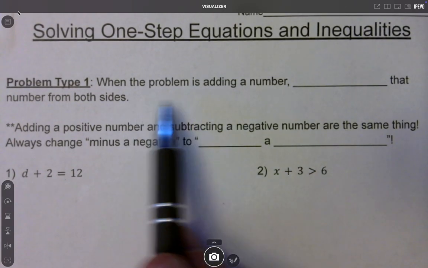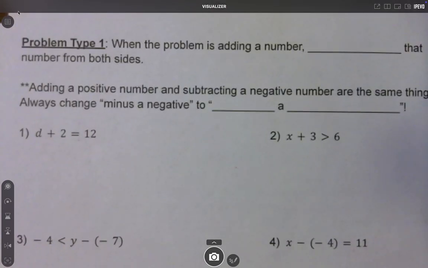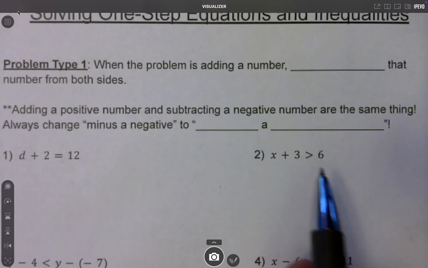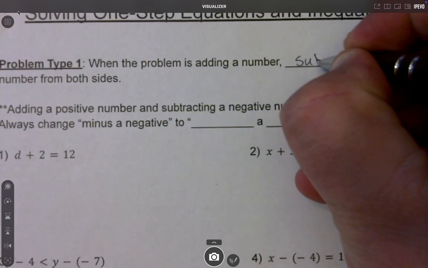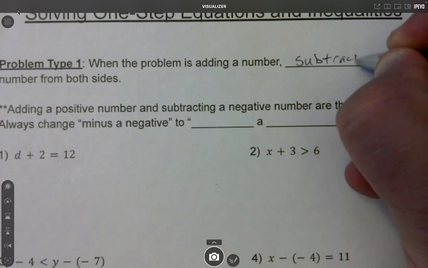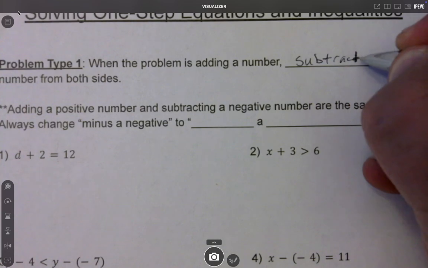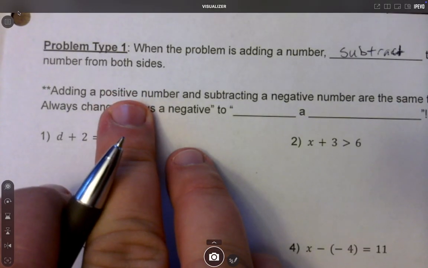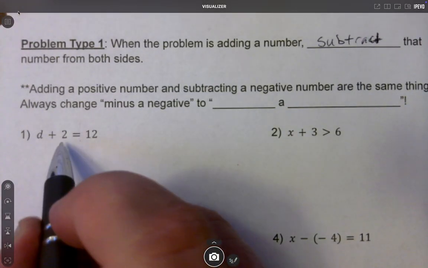So if the problem is adding a number to the variable, which you can see here on 1 and 2, it's d plus 2, x plus 3, so that's what I mean by that. You subtract that number from both sides. Okay, so let's do 1 and 2, and then we'll talk about this starred thing after we do 1 and 2. So 1, d plus 2.